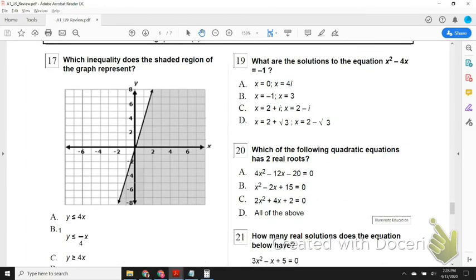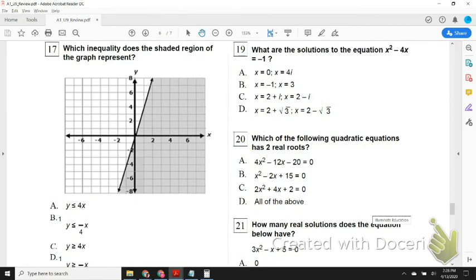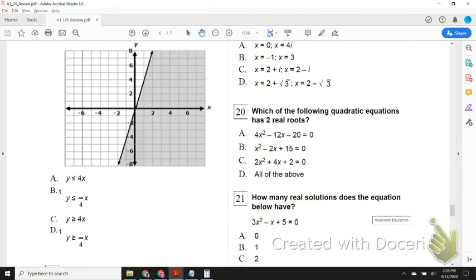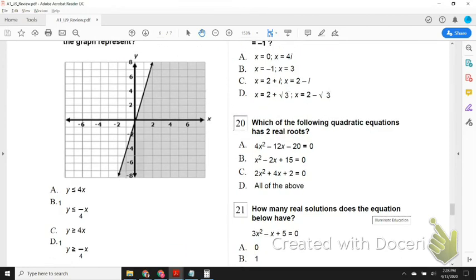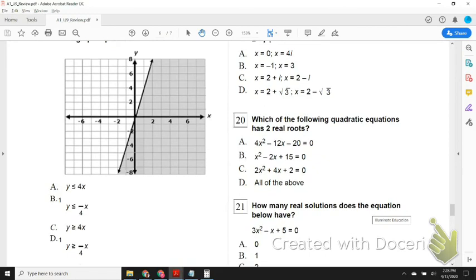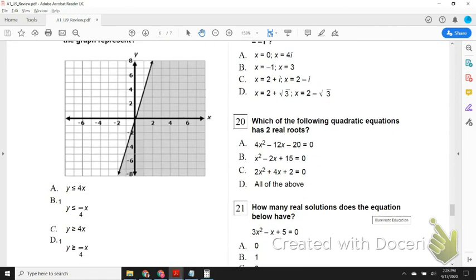17. Let's look here. Which inequality does the shaded region of the graph represent? Again, this point should be pretty straightforward for you guys. I don't know what's going on with the answer options here. Why this one is showing. Let me see. Give me a second. Okay, so there's that one right there and that one right there. I don't know why that's there, so let's just ignore it for now. Let's just find our own equations for it.